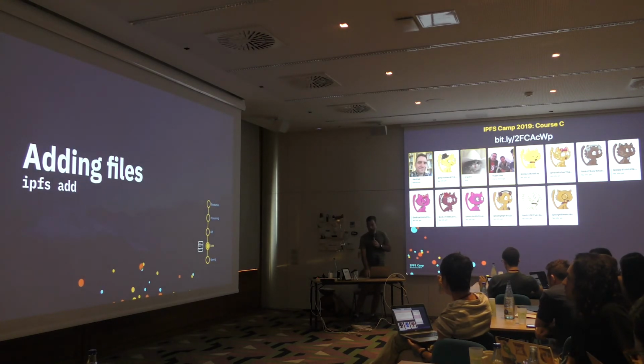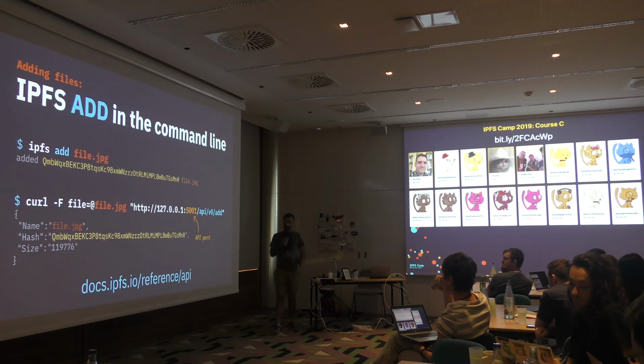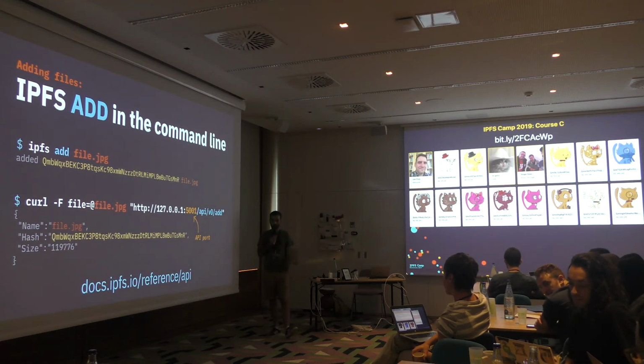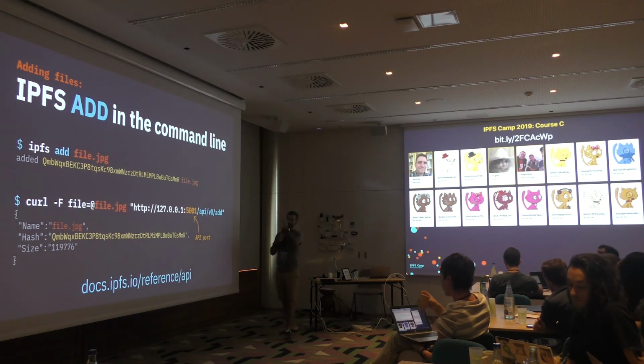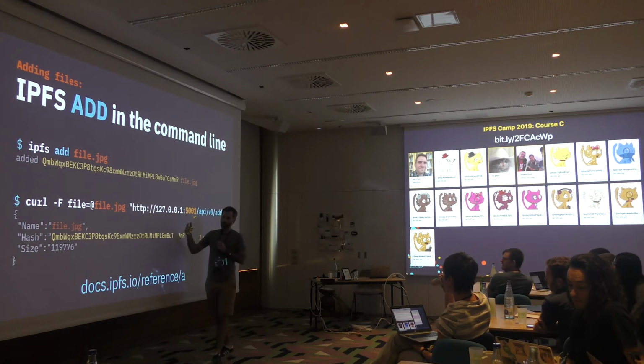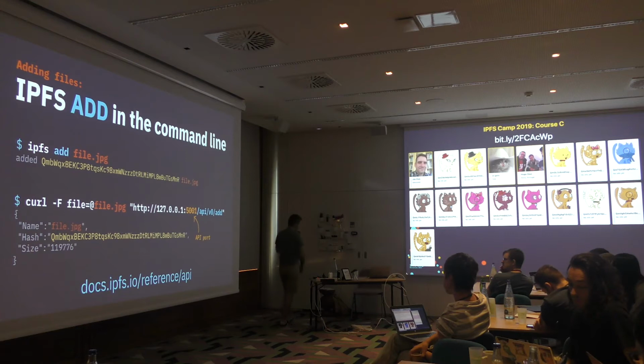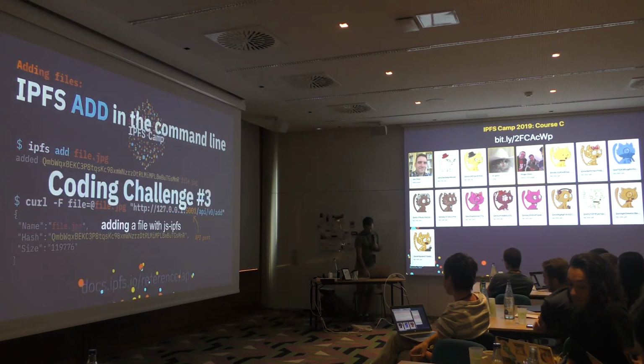So let's go into an exercise about adding files. How does adding files work? You basically run an IPFS add command, which works in the terminal, works as an API, and you can use an HTTP client. There are several ways to use the same interface. If you add a file, you get a CID, a content identifier, right? And if you use the API, you get the same thing, plus a name, plus a size. There's the documentation here. Let's try to do it in our exercise.